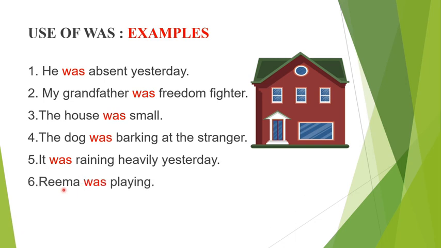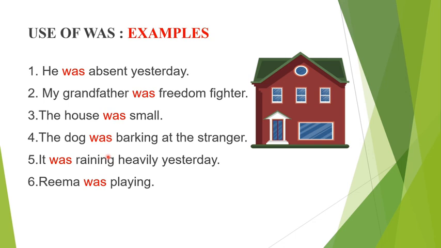And then comes Rima was playing. Okay, she was playing. Now she is not playing. She was playing. And Rima is what? Rima is noun. Yes, one person. So singular noun. With singular noun, was is used. And all these sentences are past sentences. Okay, past tense sentences means all these actions have already taken place. Okay, the dog was barking at the stranger.